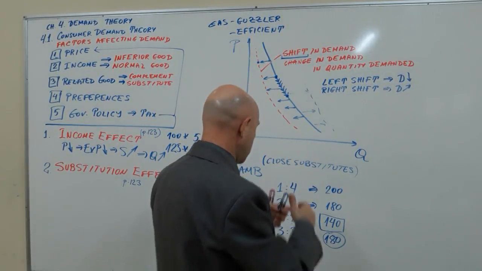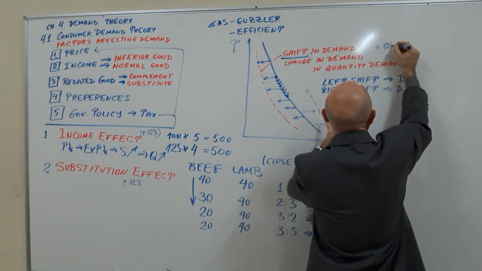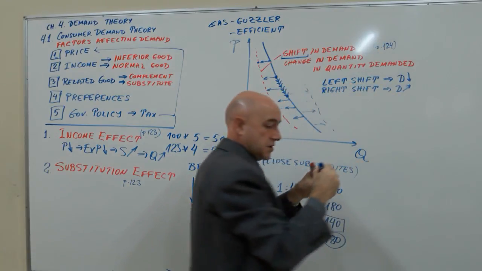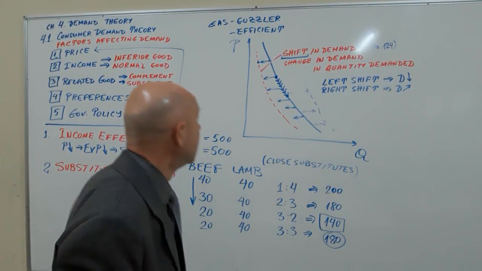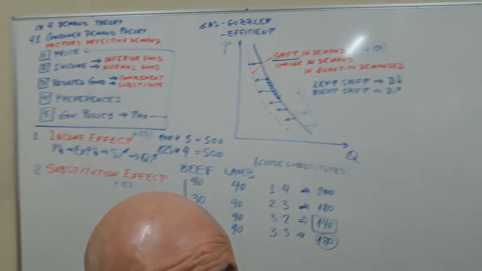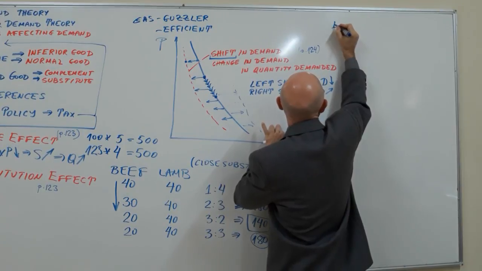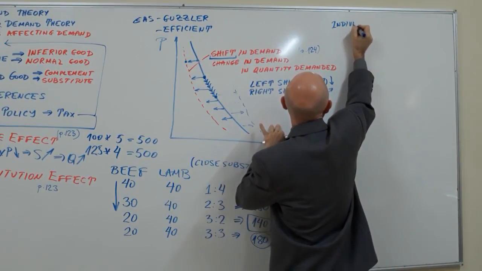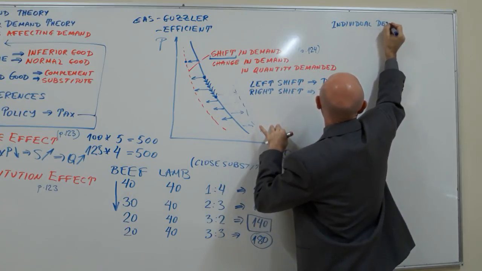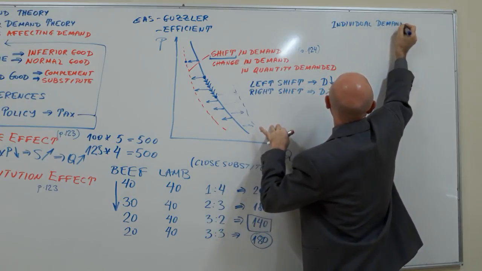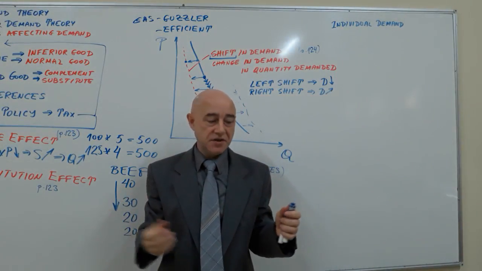Okay. Let me see. This is page 124. So this is the explanation. The next piece here will be, again, I mentioned individual demand, and from individual demand now we move to market demand.